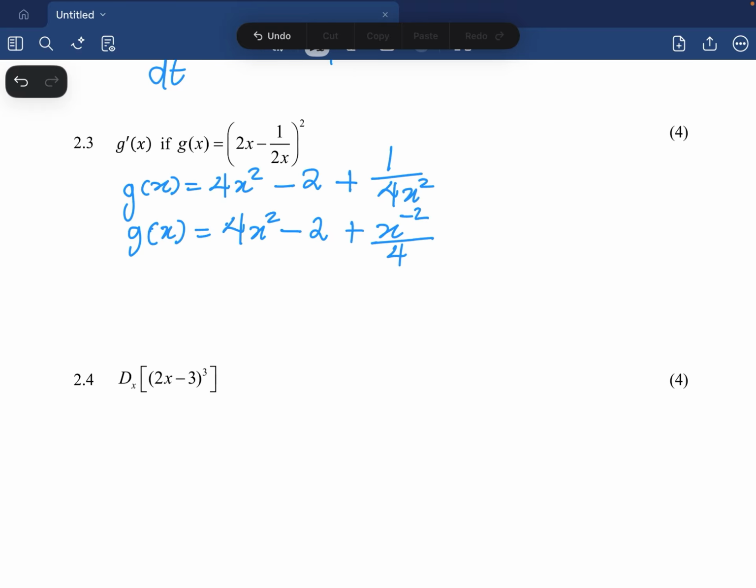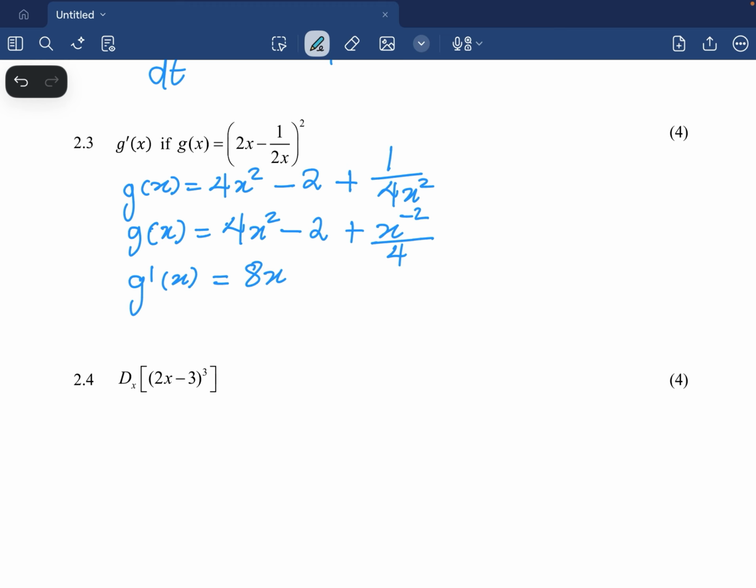In this case, we didn't have any radical sign. So you're going to have that g prime of x. So with the g prime of x, you're going to have a 4 times 2, which is going to be an 8. Then x. Then 2 minus 1, which is a 1. Then we are going to have the derivative of a negative 2, the derivative of a constant, which is going to be 0. Then we are going to have the x to the power of negative 2. That is going to multiply the coefficient of x here. That is going to be a negative 2. And negative 2 divided by a 4.